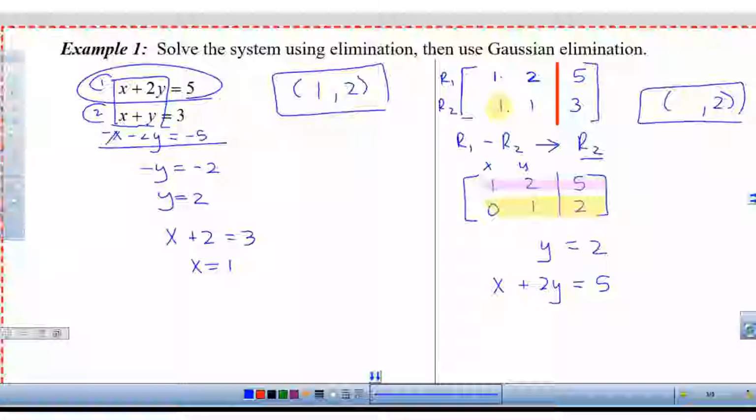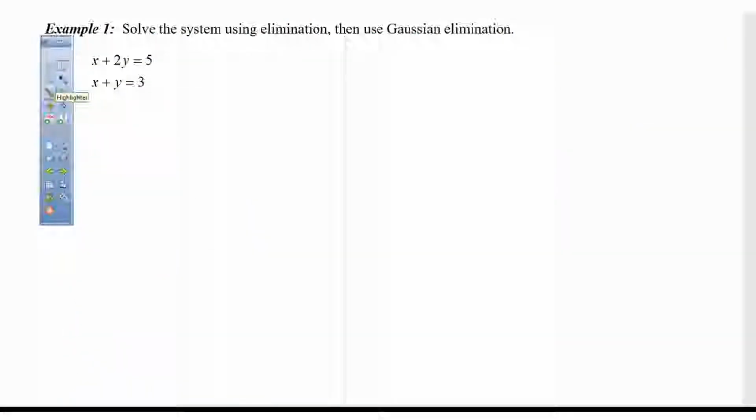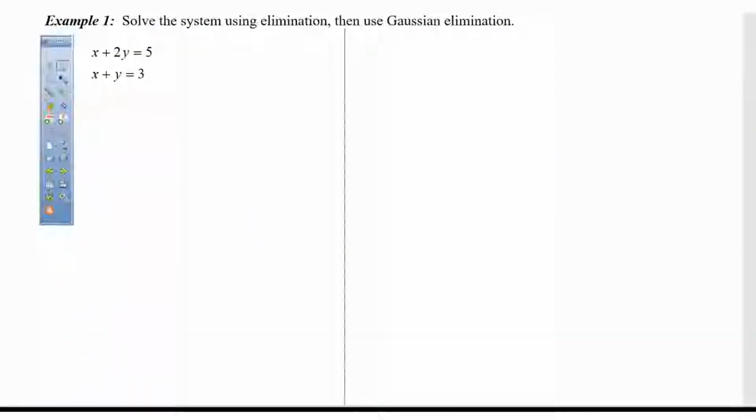Now all I'm going to do is substitute in a 2 for y. So I have x plus 2 times 2 equals 5. That gives me x plus 4 equals 5. Move my 4 over, it becomes a negative, and you get x equals 1, and I got exactly the same answer. I should get exactly the same answer because it's the exact same problem. Why would the answer change if the process changed? It wouldn't. It's the same problem, okay? Okay, let's do another one. Nice and slowly.